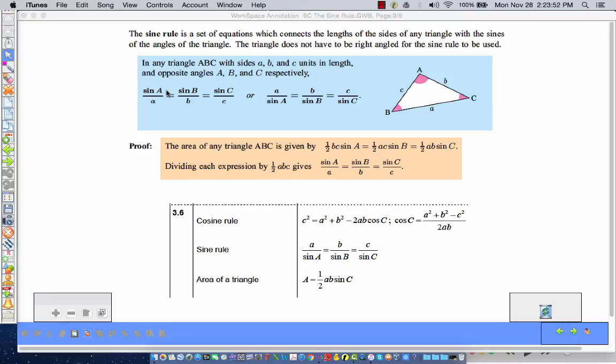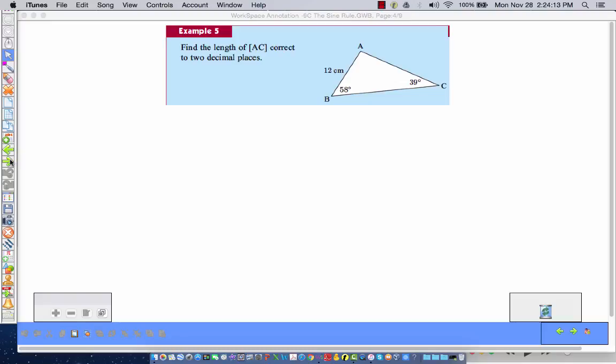And it doesn't matter if the angle is on top or the side length. Doesn't matter because it's a ratio, it's a proportion. So if we just have the side lengths on top and the sines of the corresponding angles on the bottom, it is just fine. In fact, that's how our formula booklet has it. Okay, so let's try it.